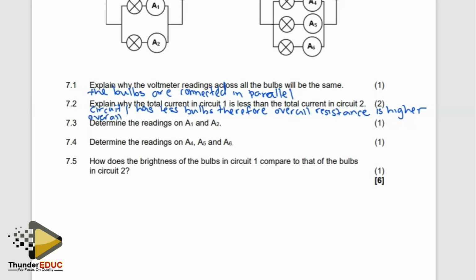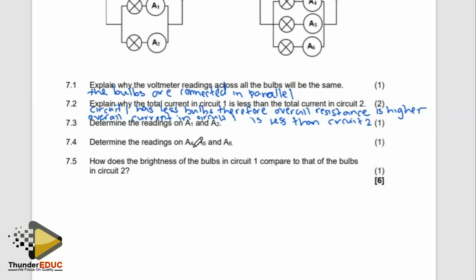This means that the overall current in circuit one is less than circuit two. Circuit two, right? So remember we said a higher resistance means a lower current. So when we have higher resistance on this first circuit, we definitely have lower current.